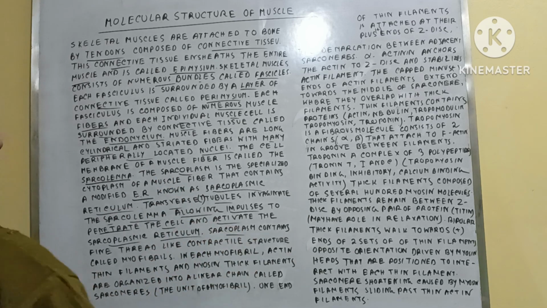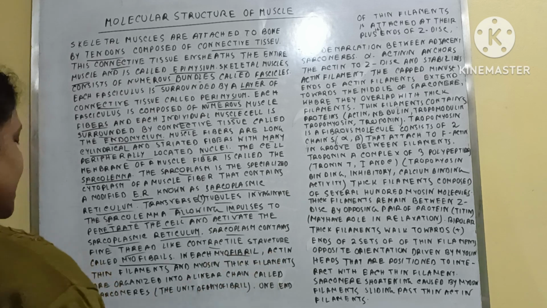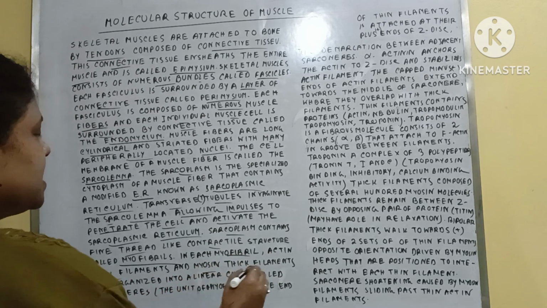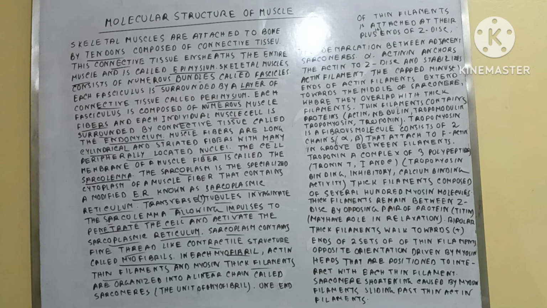Next, the sarcoplasm contains fine thread-like contractile structures. These are called the myofibrils. In each myofibril, actin thin filaments and myosin thick filaments are organized into a linear chain called the sarcomere. So within each myofibril, actin and myosin filaments are there as thin or thick filaments, and this is called the sarcomere. This is the unit of the myofibril.